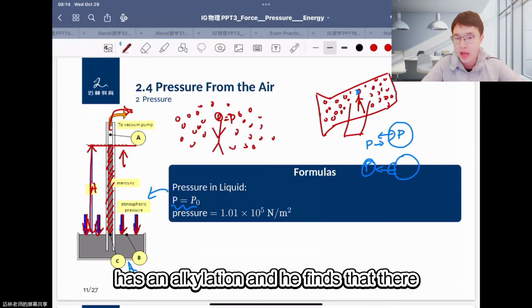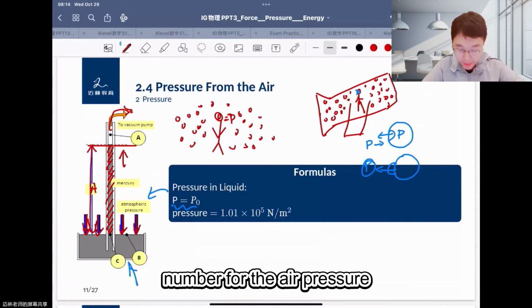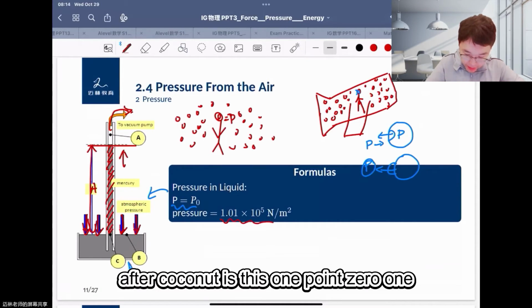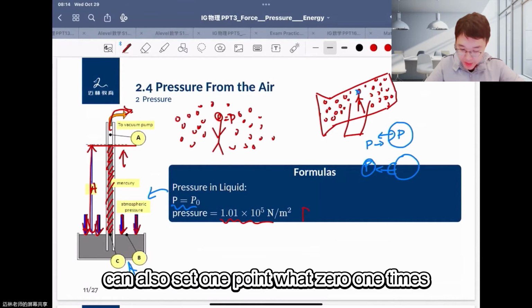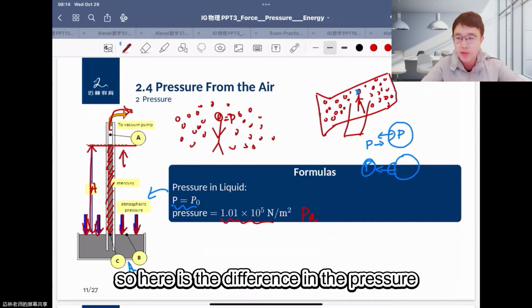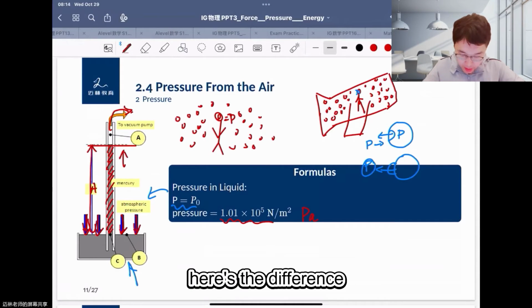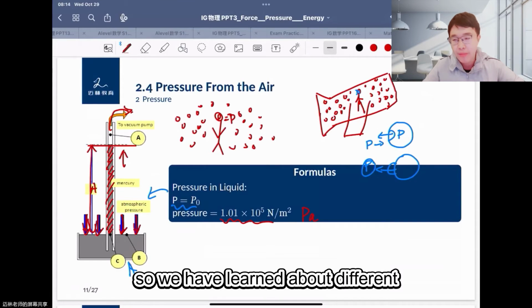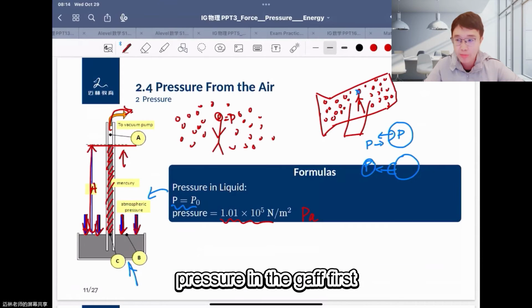So he made a calculation and found that there is a constant, a maximum number for the air pressure. After calculating it, this is 1.01 times 10 to the fifth Newton per meter squared, or you can also say 1.01 times 10^5 Pascal. Just remember this pressure from the air. So we have learned about different pressures in daily life, like the pressure in solids, pressure in gases, and pressure in liquids, right?